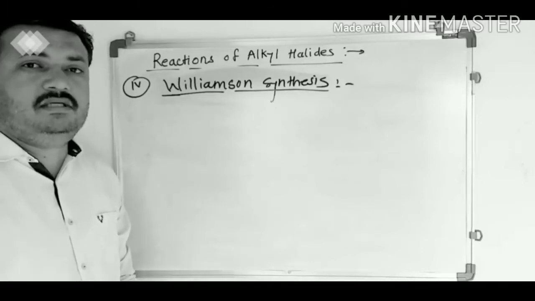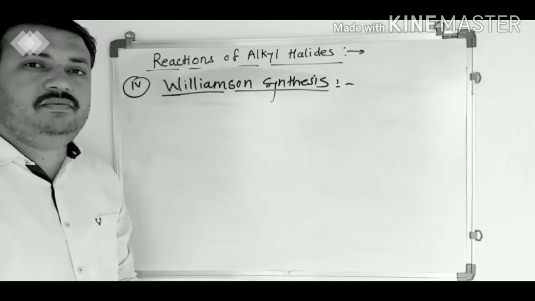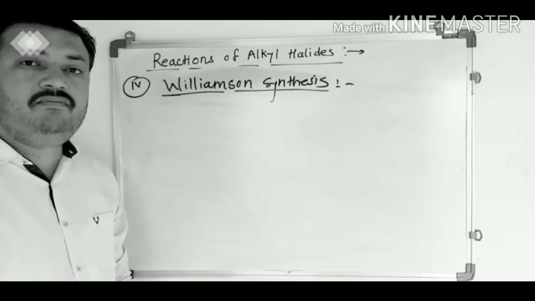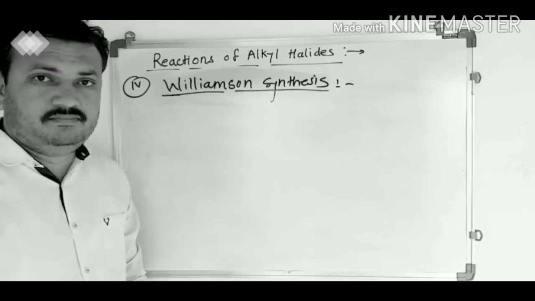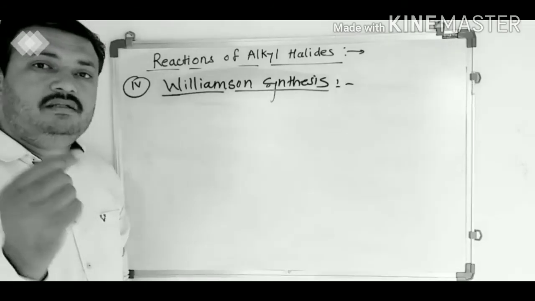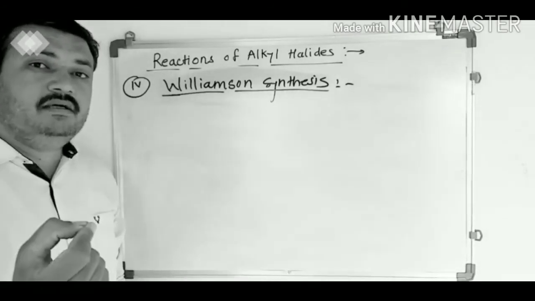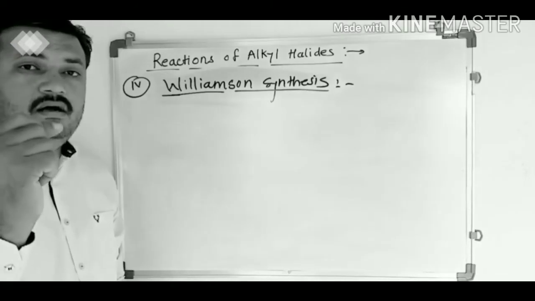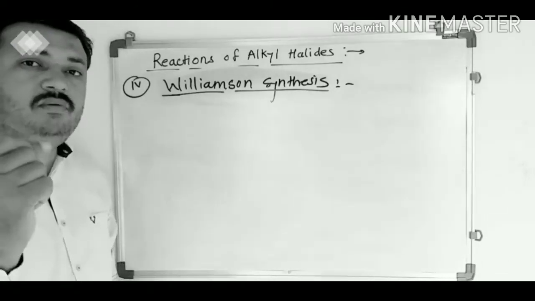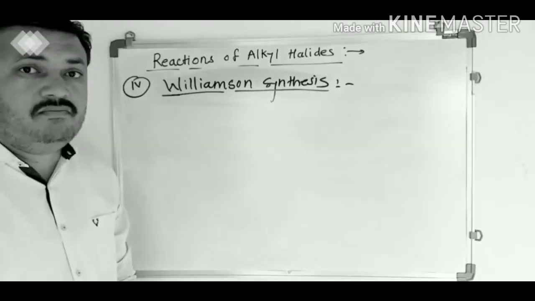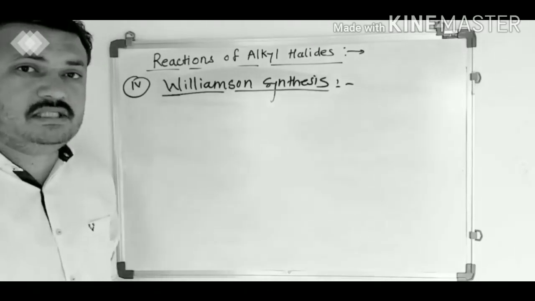In Williamson synthesis, alkyl halides react with sodium alkoxide and formation of ether takes place. Now when sodium metal is treated with dry alcohol, then formation of sodium alkoxide takes place. First we will see how these sodium alkoxides are formed.